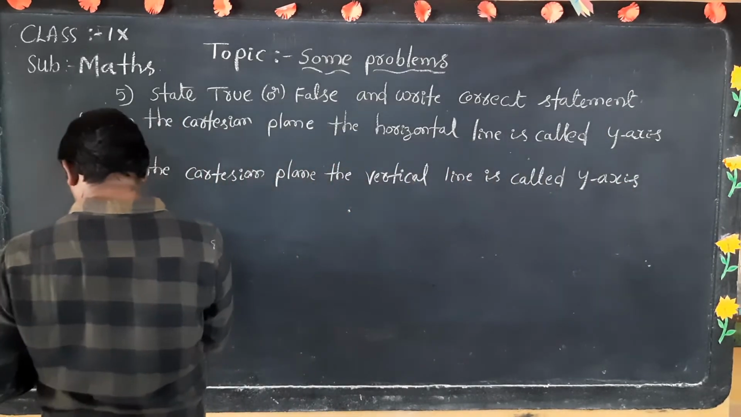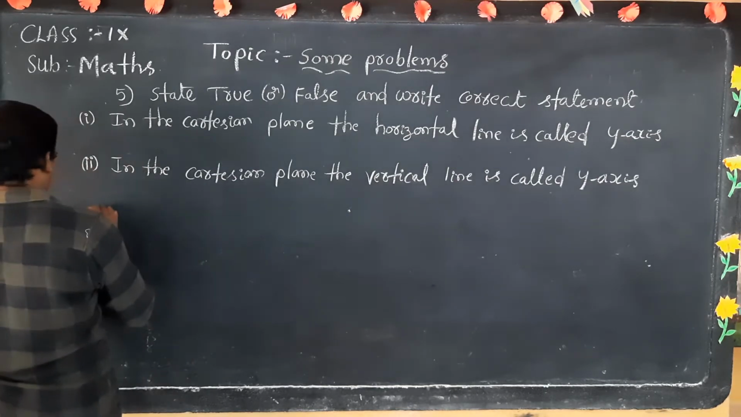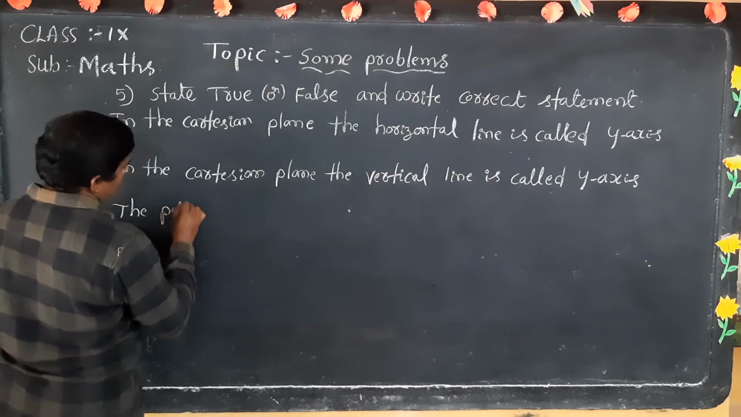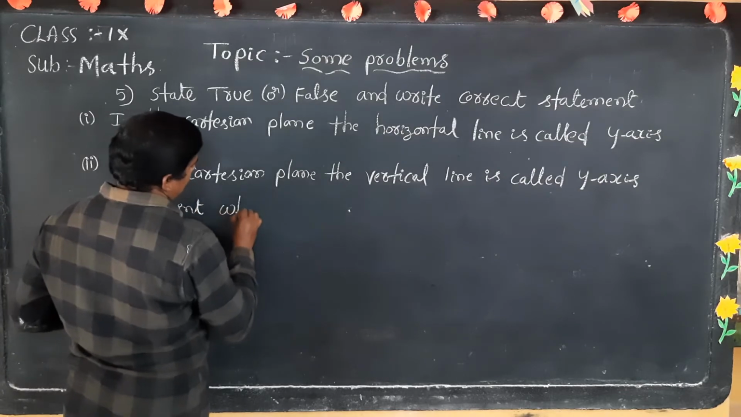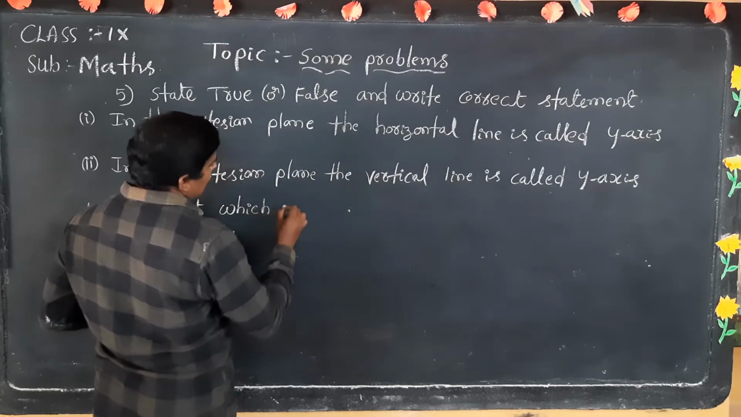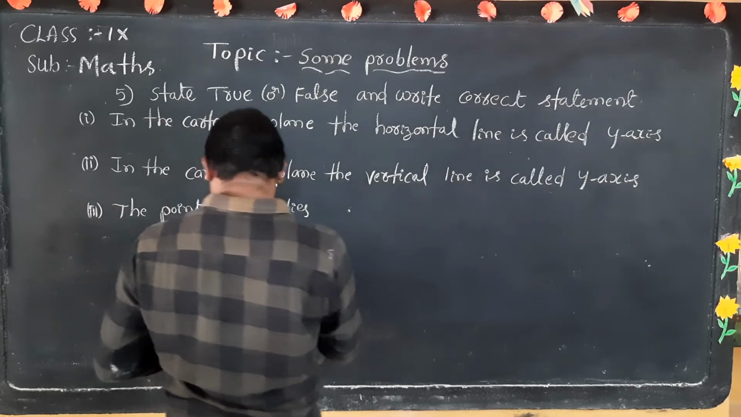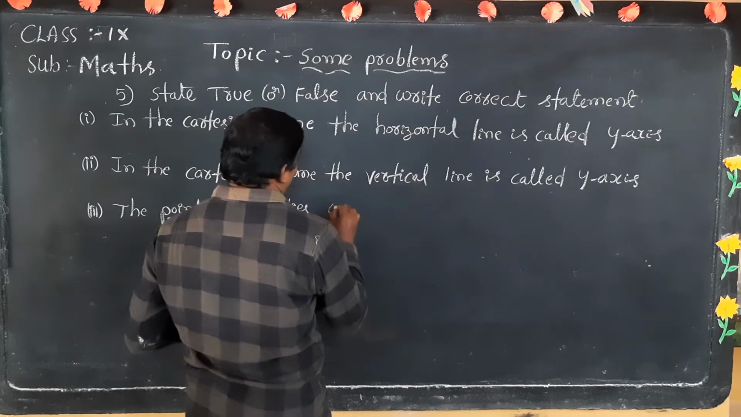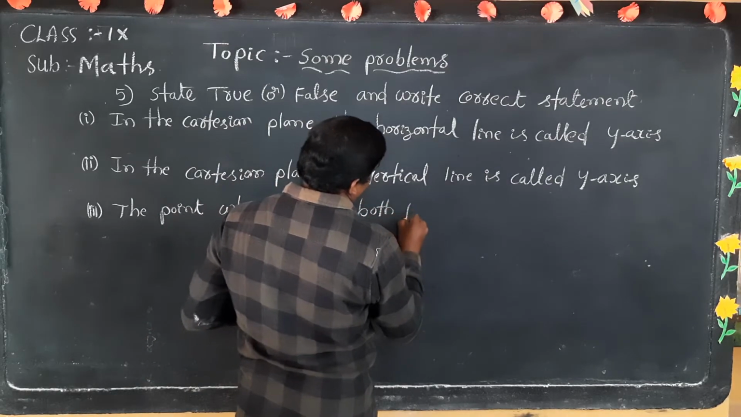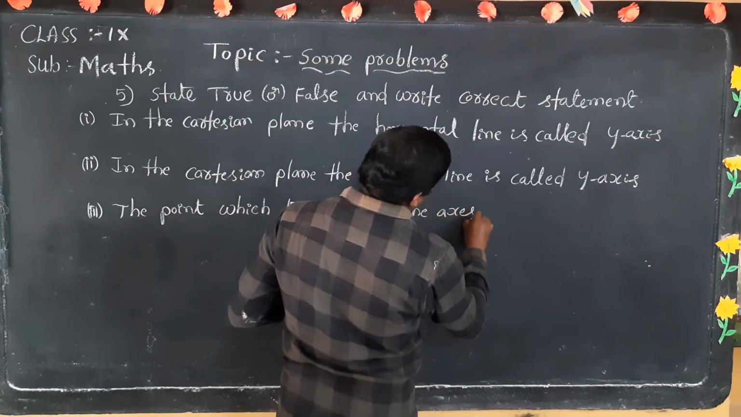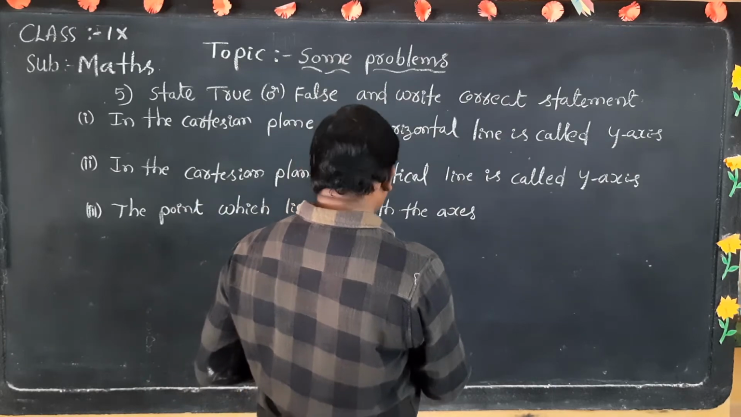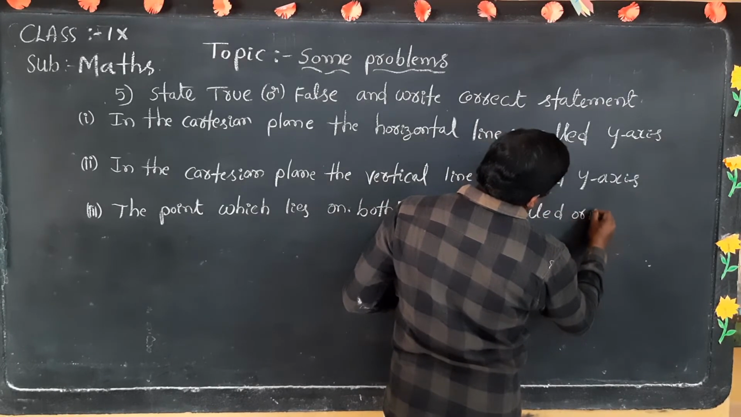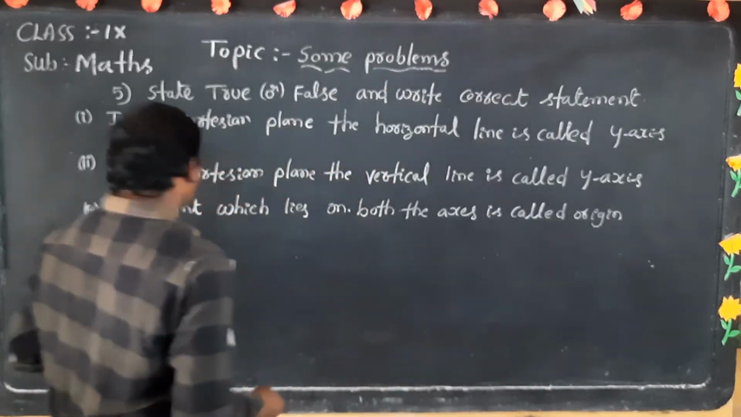Okay. And next, the point which lies on both the axes is called origin.